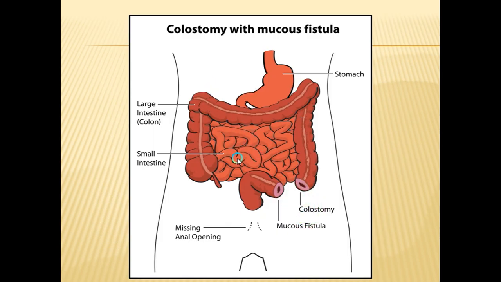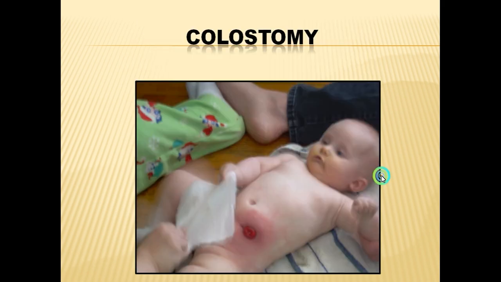See, this diagram will make the concept clear. This part is not having any problem. Here you have a colostomy, and here you have a mucus fistula. The colostomy will end up in a stoma and will have a collection bag through which feces will be coming. In this part, feces will not be there. It is only for mucus, which may be gaseous, may be some fluids. So this is basically for mucus and gas. And here you have a missing anal opening. This is a colostomy with mucus fistula.